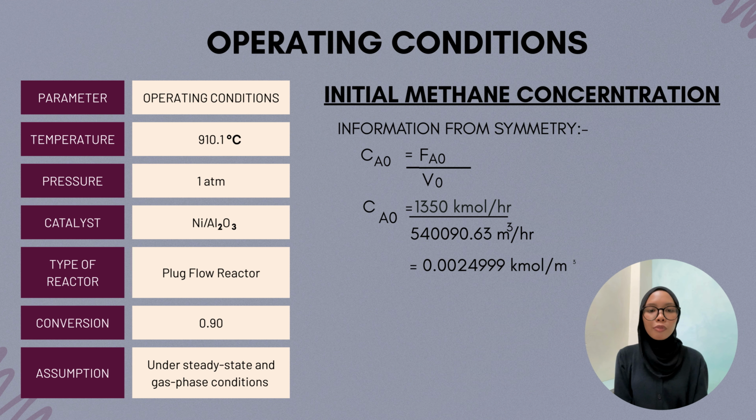From this information that we got from the simulation, we can calculate the initial methane concentration. The initial methane concentration can be calculated by dividing the initial flow rate by the volumetric flow rate. So we got that the value for initial methane concentration is 0.0024999 kmol per meter cube.